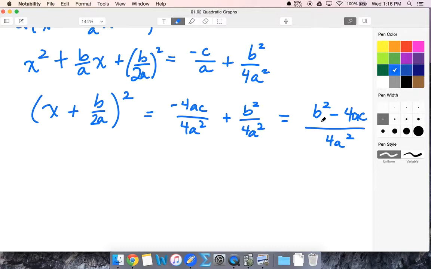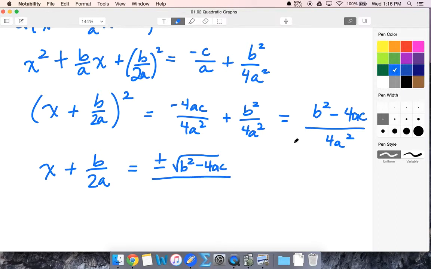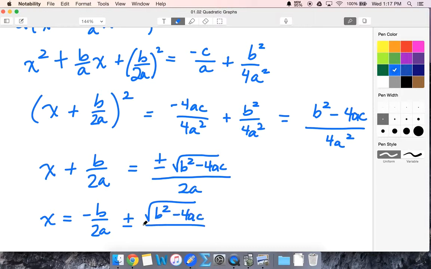I'm going to take the square root of both sides, remembering, of course, that I can have two answers, positive or negative. So x plus b over 2a equals the plus or minus square root of b squared minus 4ac over, I'm square rooting this also, but when I square root this, I am back to my 2a. And now I want to get x by itself, so I'm subtracting b over 2a to the other side. Negative b over 2a plus minus square root b squared minus 4ac over 2a.